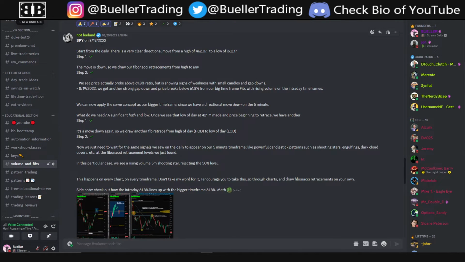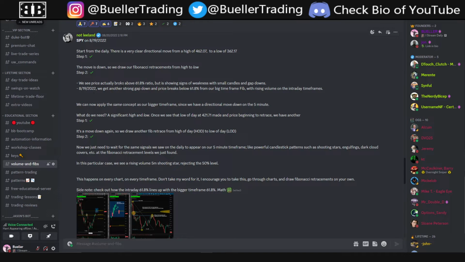SPY on 8/19/2022, start from the daily. There's a very clear directional move from 462.07 to a low of 362.17. Step 1, check. The move is down, so we draw our fib retracements from high to low. Step 2, check. We see price actually broke above the golden pocket ratio, but it's showing signs of weakness with small candles and gap downs.